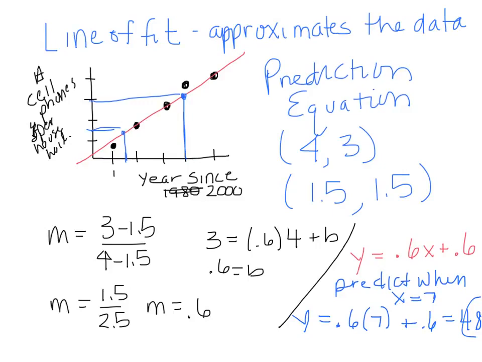Now, let me make one quick statement about the validity of making predictions, okay? When you're making a prediction, like we just did, that's outside the data, okay? We made a prediction for 2007. So we went extra far, and kind of extended the line, and said, aha, that will be the answer right there in 2007.